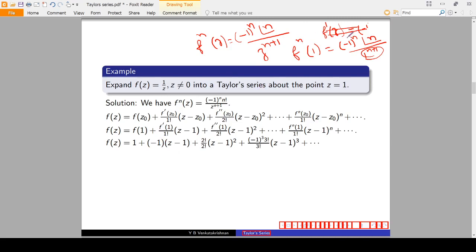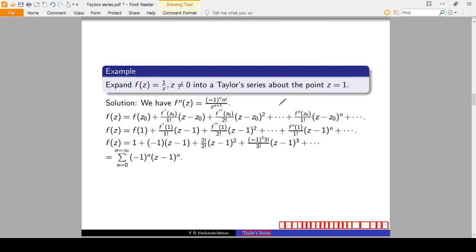When I substitute n is equal to 2, I will have minus 1 the whole squared, which will become plus 1. I will have factorial 2, which is written here, and this factorial 2 is there, z minus 1 the whole square. So here factorial 2 gets cancelled, and in the next term factorial 3 gets cancelled. Similarly factorial 4 gets cancelled in the next term, and so on. So when you write it in a summation notation, you can write this as minus 1 whole power n, z minus 1 whole power n.